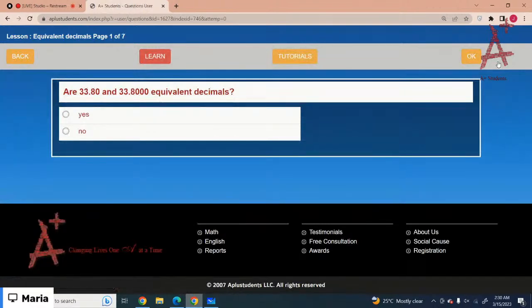Are 33.80 and 33.8000 equivalent decimals? Yes or no? They are equivalent. The zeros after the decimal point don't matter. So either you have 1 zero or you have 3 zeros right after the decimal, they are equivalent. Got it? After the decimal point, zeros don't matter. Either you can write it with 1 zero, with 3 zeros, or with no zero. They are exactly equal. Got it?